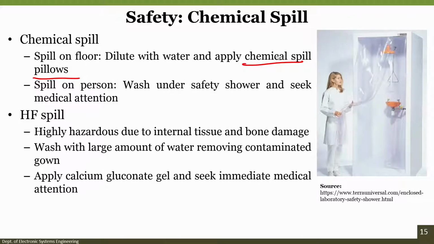Then you have HF spill. HF spill is hydrofluoric acid spill. This is most dangerous, as it is highly dangerous, causing internal tissue and bone damage. Wash with a large amount of water, removing the contaminated gown. Apply calcium gluconate gel and seek immediate medical attention. So, when you are working with HF, be extremely careful and make sure that it does not spill. In case, God forbid, it spills, then you need to immediately wash the exposed part with a large amount of water, and you should immediately apply calcium gluconate gel, which should be there in the clean room lab.